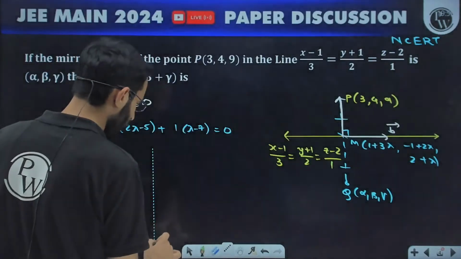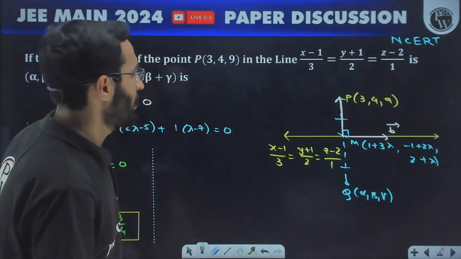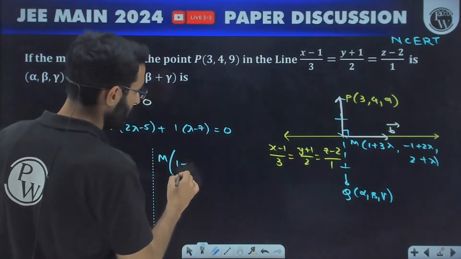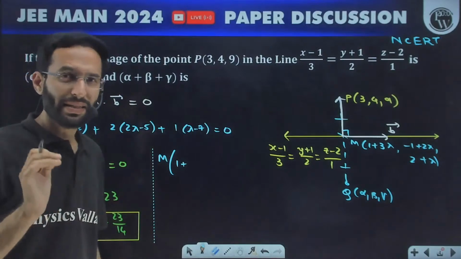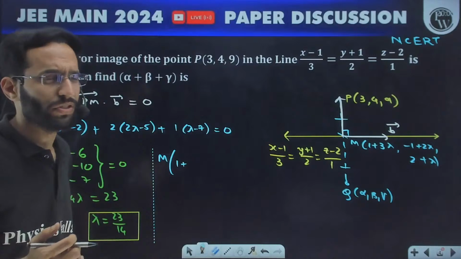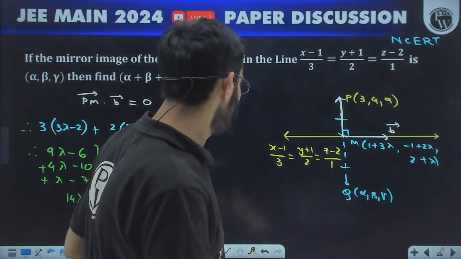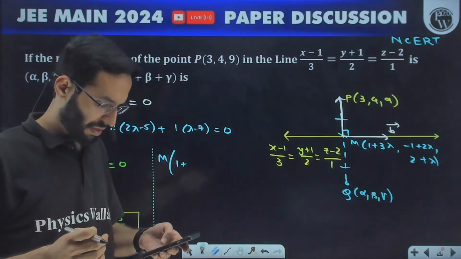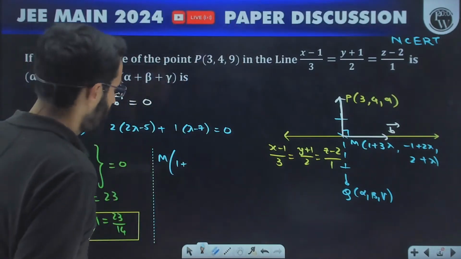you get the coordinates of M, and once you get the coordinates of M, by using the midpoint formula you can get the coordinates of Q. So here the coordinates of M will become 1 plus 3 lambda. As I told you, questions seem easier, but they have lengthy calculations. This is the power of JEE, right? The method is simple, but the calculation becomes lengthy. If the calculation were simple, then this would be very much different. Okay, let us see. M is 1 plus 3 lambda.